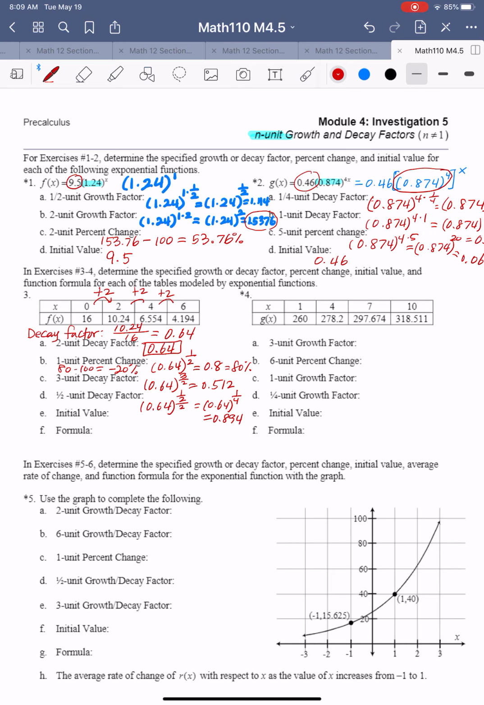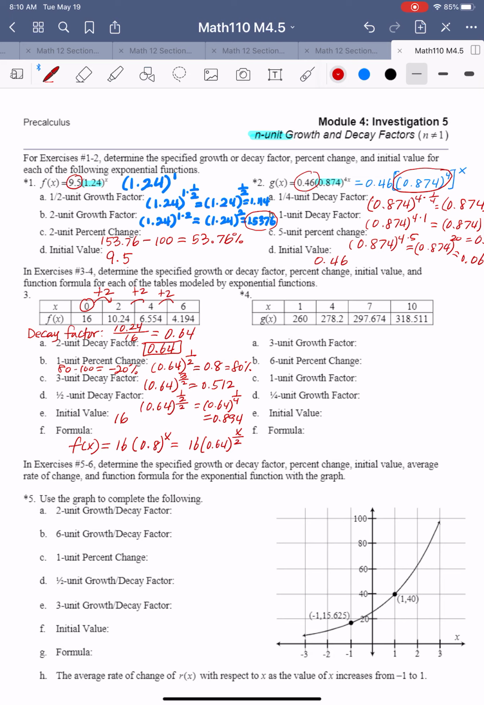Okay. And then initial value, which is, well, a good thing is x equals 0, so 16. And then the formula of the function is going to be the initial value times the 1 unit decay factor, which is 0.8 to the x power. Or if you want to use a 2 unit decay factor, which is 16 times 0.64 to the x over 2. Okay. So that's the formula. So either one is actually defined.